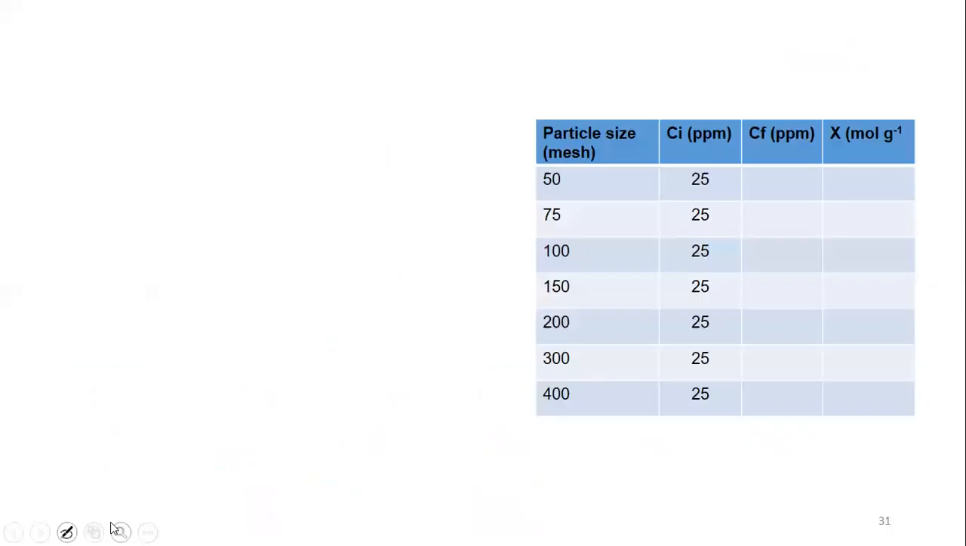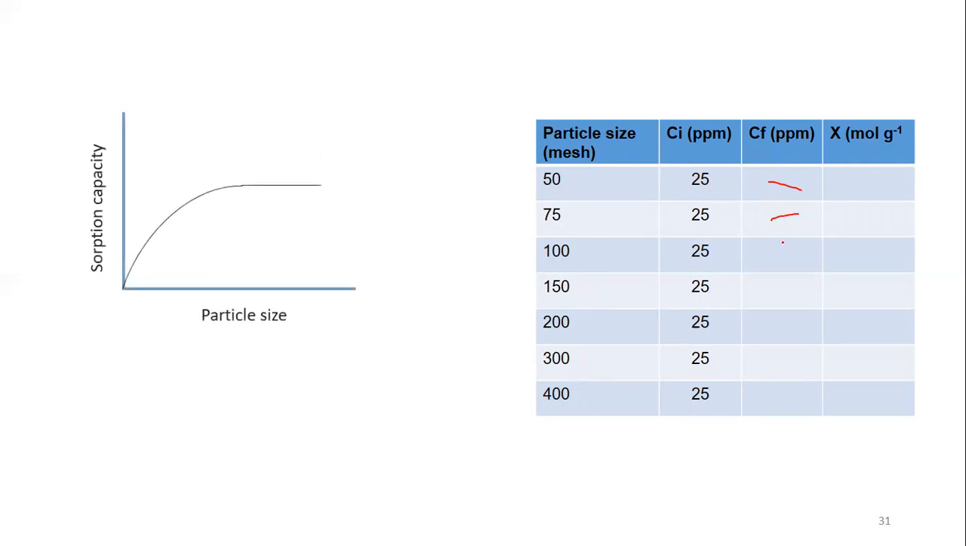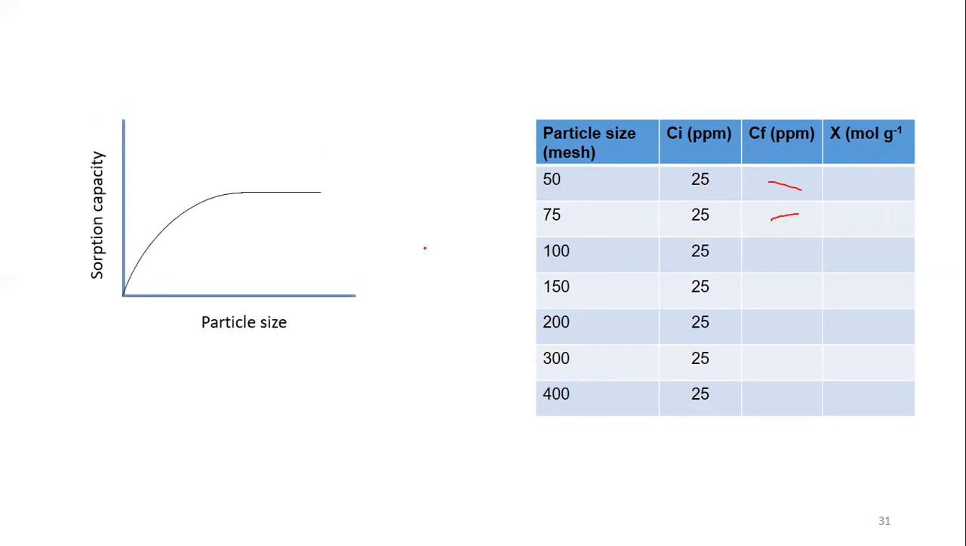And then you have to tabulate your data in such a way that your particle size is 50, 75, 100, 150, 200, 300, and 400, and your initial concentration is 25 ppm. Your final concentration is, I don't know, whatever the case may be. Then you have to plot and you have to get this kind of slope. That's like a trend, not exactly like this, but a trend.